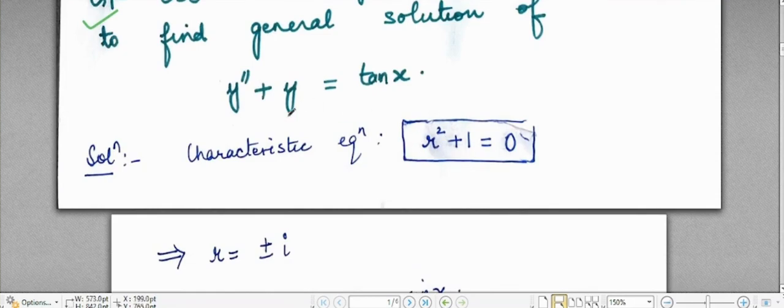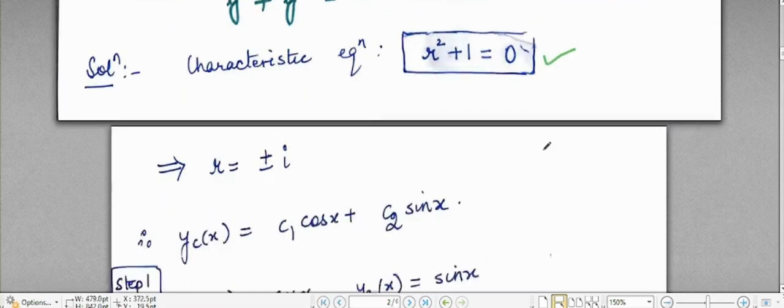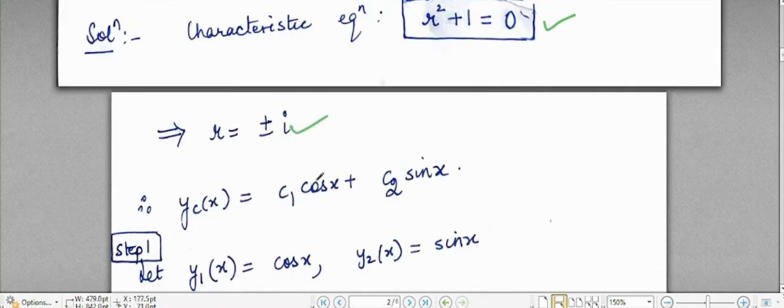For YC, you consider the associated homogeneous equation which is y double dash plus y equal to 0, which will be solved by considering the characteristic equation. It would be r square plus 1 equal to 0. So r is plus minus i. So YC is c1 cos x plus c2 sin x. This will always happen for a second order differential equation. You will always have two linearly independent solutions in YC.